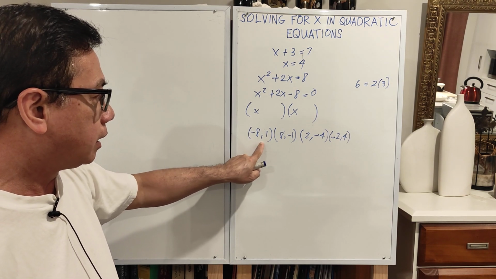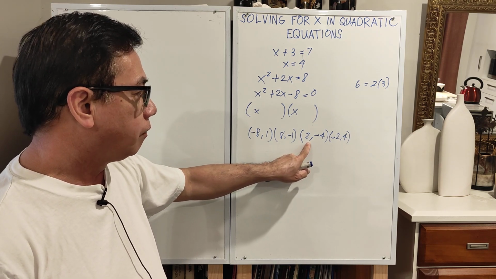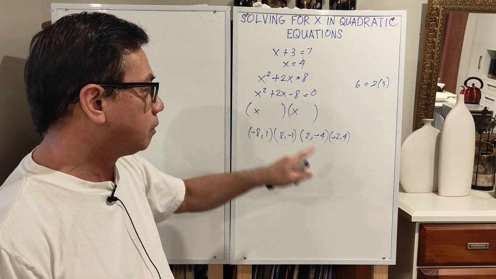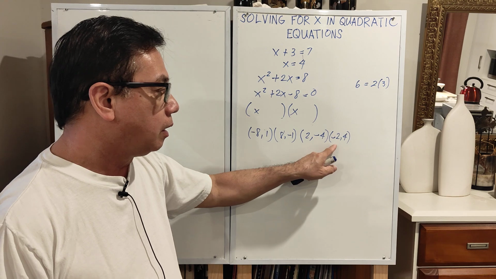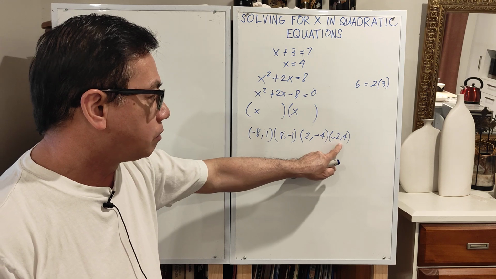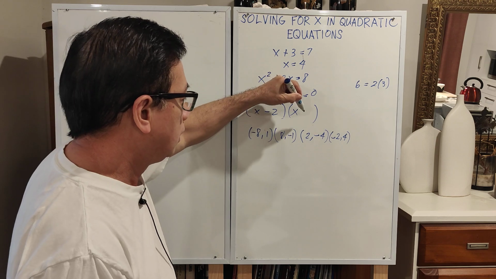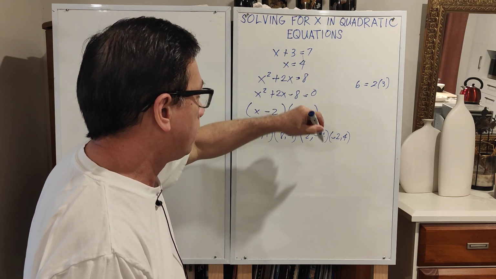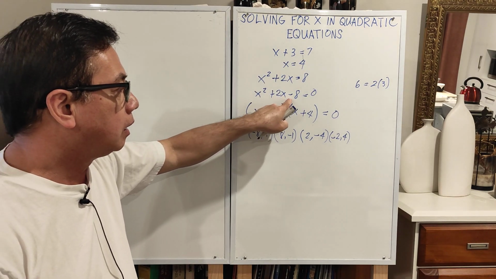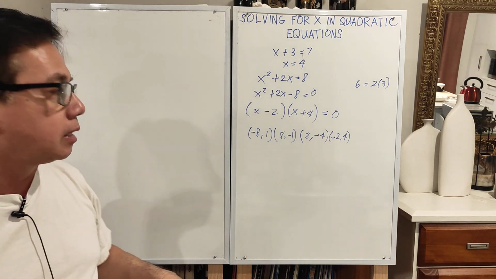If you add this one, it's negative 7. This one is positive 7. This one, if you add, is negative 2. But this one, if you add, will be positive 2. So this is the pair of numbers that you need. You will put these into the second number. So x minus 2 and x plus 4 is equal to 0. So you're able now to make this trinomial into factors of two binomials.